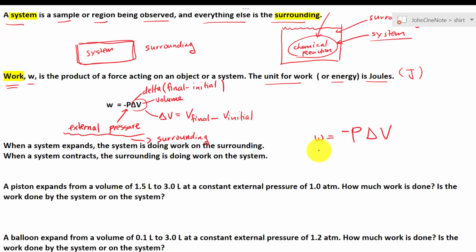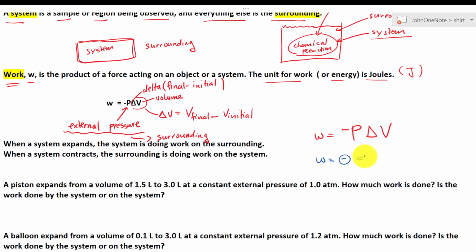If we look at the equation of work equals negative P times delta V, if the work is negative, that means the system is doing work on the surrounding. So it's releasing energy. Think of it that way: negative is releasing energy, whereas if work is positive, it is absorbing energy.